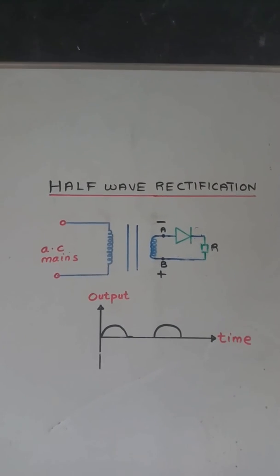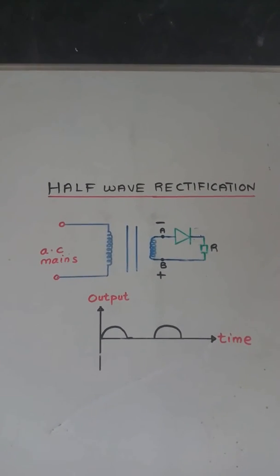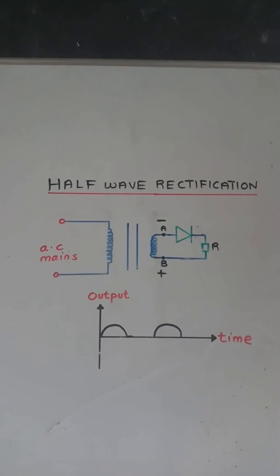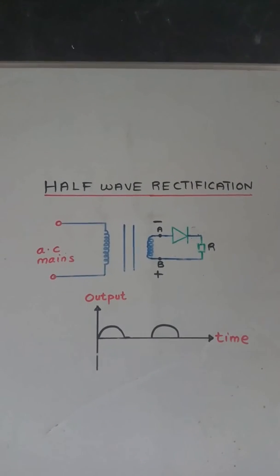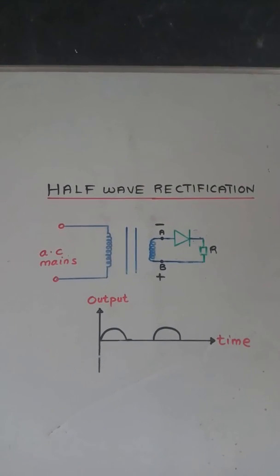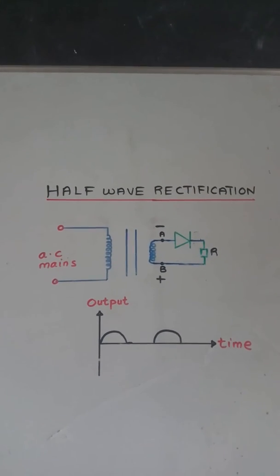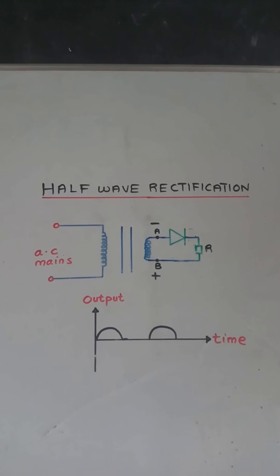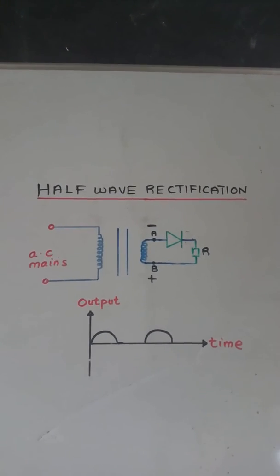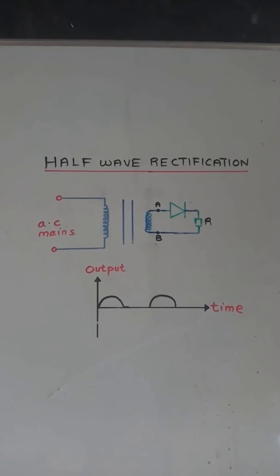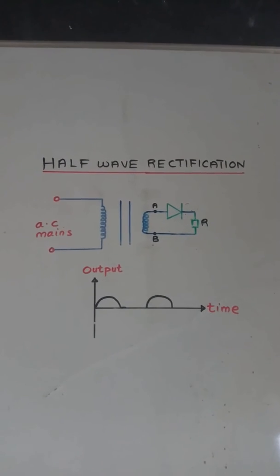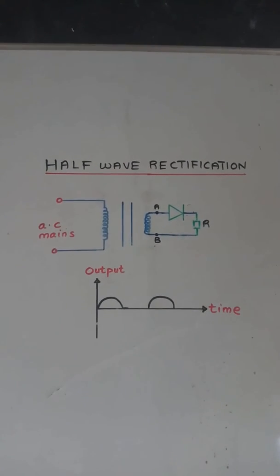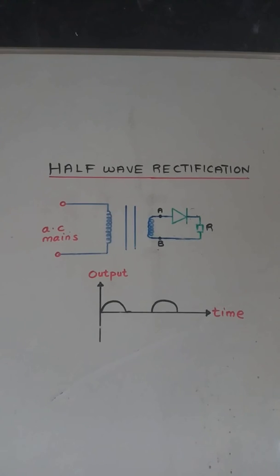For another half cycle, A is negative and B is positive. The diode is reverse biased. Then no current flows in the circuit. Then the output current flows in one direction.